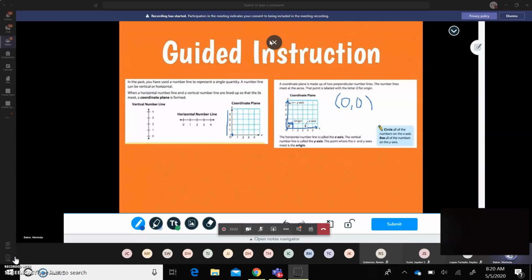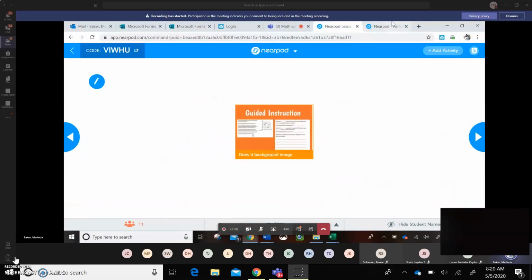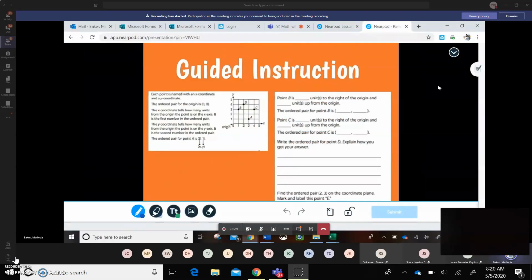Alright, so each point is named with an x coordinate and a y coordinate. So that means when I say, just like the origin, you should give me two numbers. One to represent the number for the x-axis and another number to represent the y-axis. The ordered pair for the origin is 0, 0. So that's what we just did.